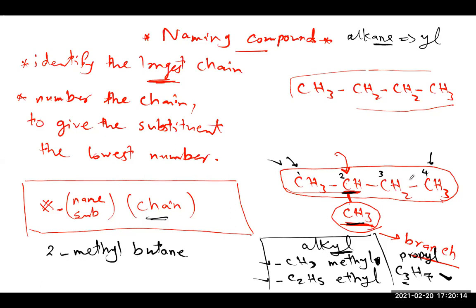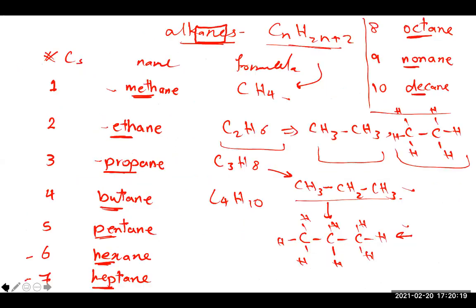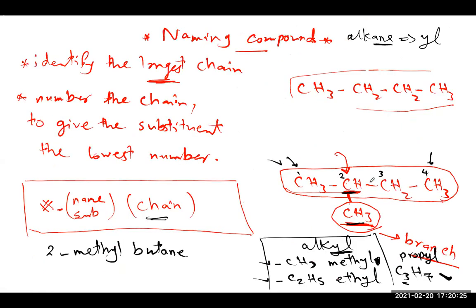And now the name of the chain, we need to count. We have 4, so we need to go back again to this slide. We have 4, so we have but, okay? And it's all single bonds between all the carbons, so it will be butane. It will end with ANE. So it will be 2-methyl butane. Okay, let's take another example.